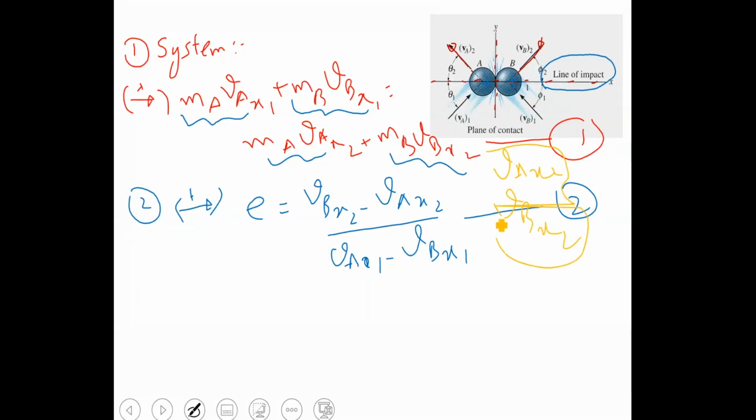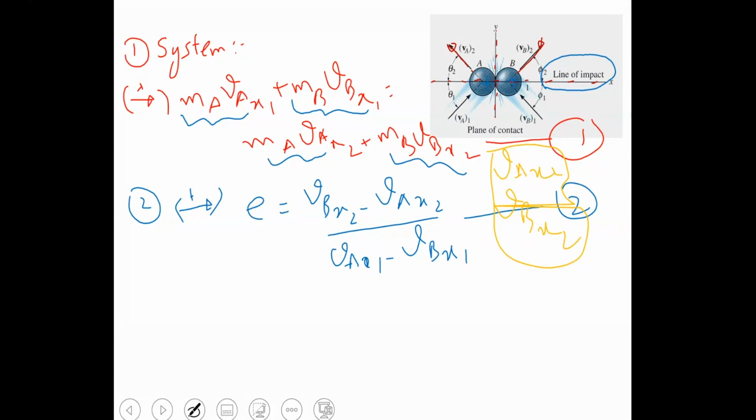So the x components of velocity can be determined by solving these two equations simultaneously. Is it clear up to here? These are the same two steps that we were doing in central impact. The only difference is that instead of considering the whole momentum or velocity, we are going to consider the components of momentum or velocity along the line of impact before and after collision. Is this point clear to all of you?